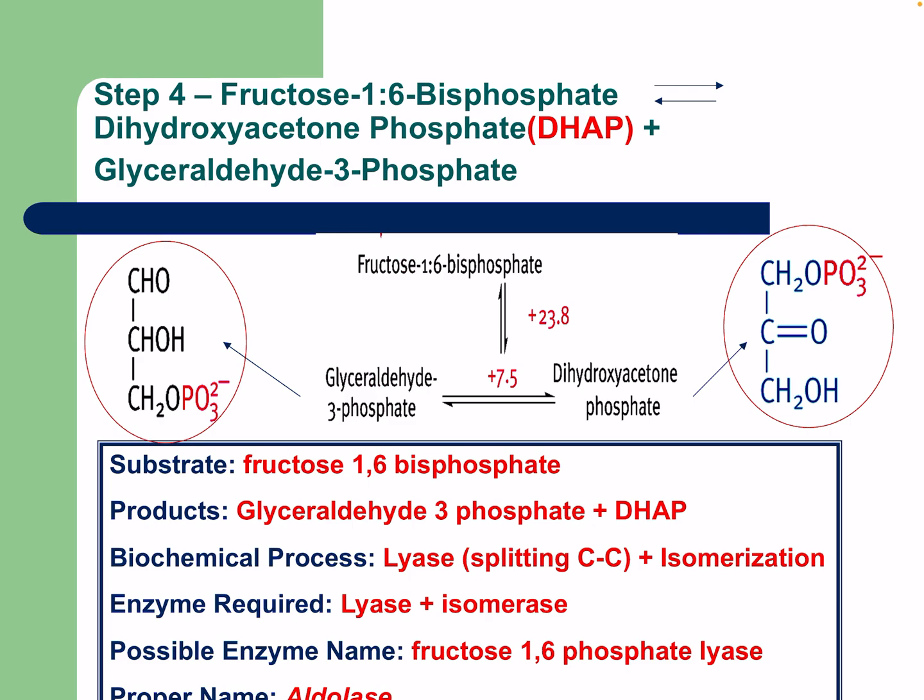Again, this is the beginning of the splitting phase. So here we essentially have the split going into this. So again, this is one of the exceptions of a large number, but it is reversible. So fructose 1,6-biphosphate becomes dihydroxyacetone phosphate or DHAP, and glyceraldehyde 3-phosphate, which you'll see as G3P quite often.